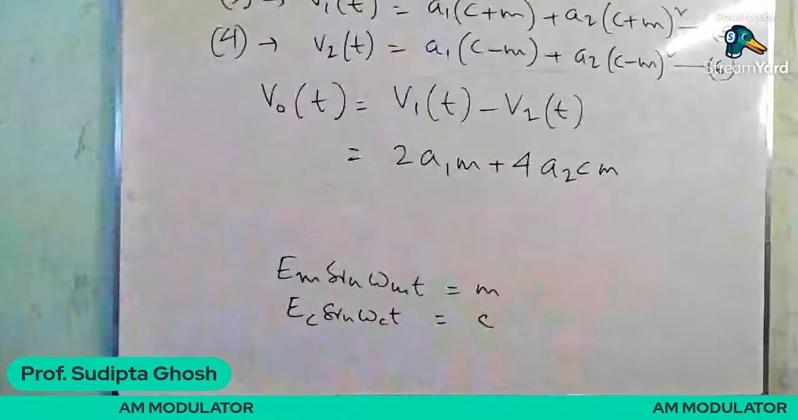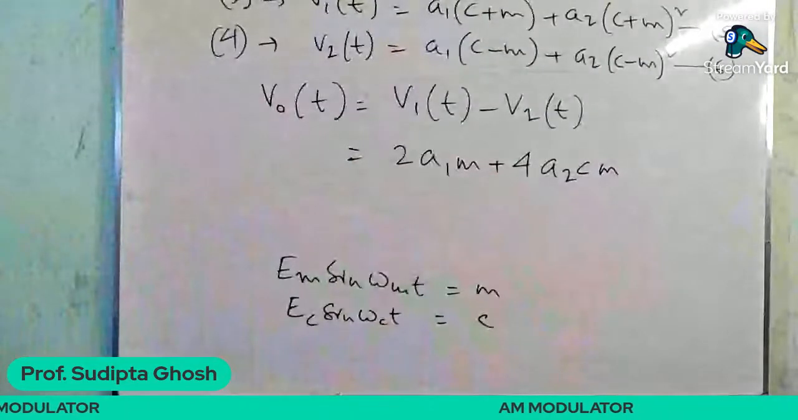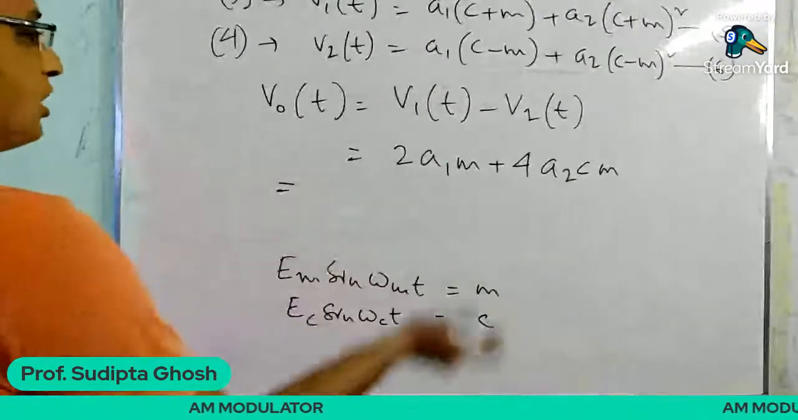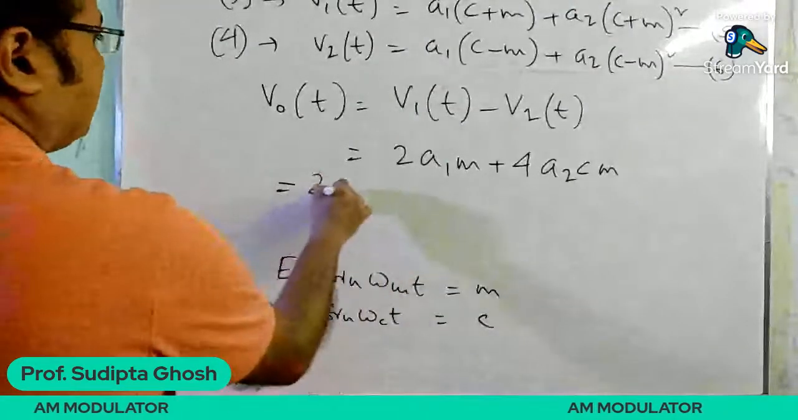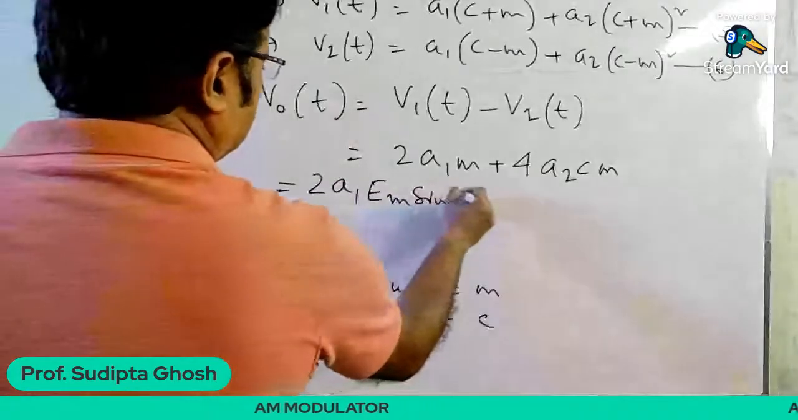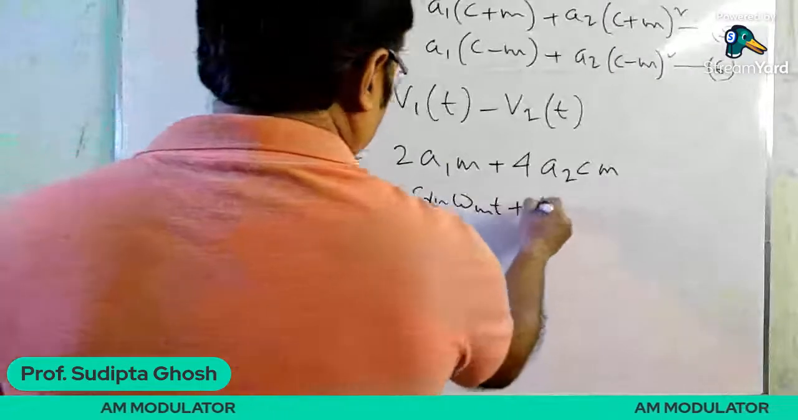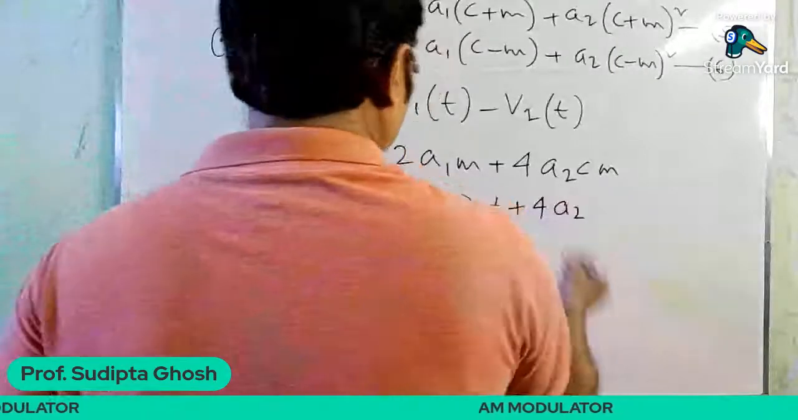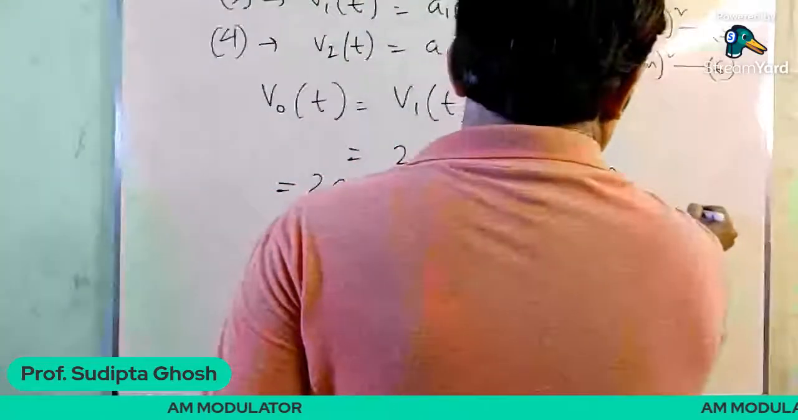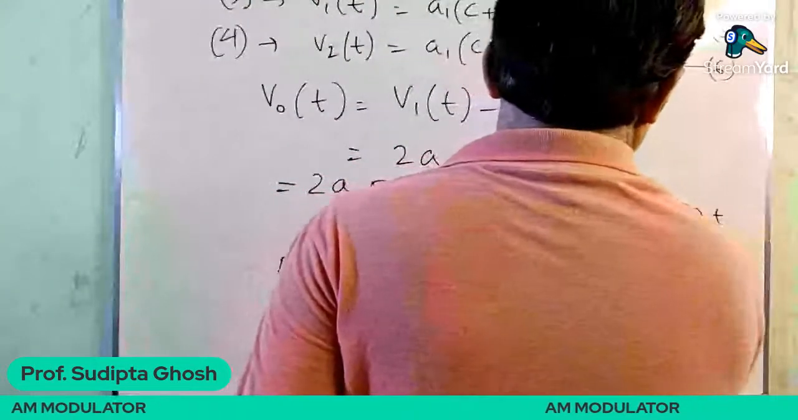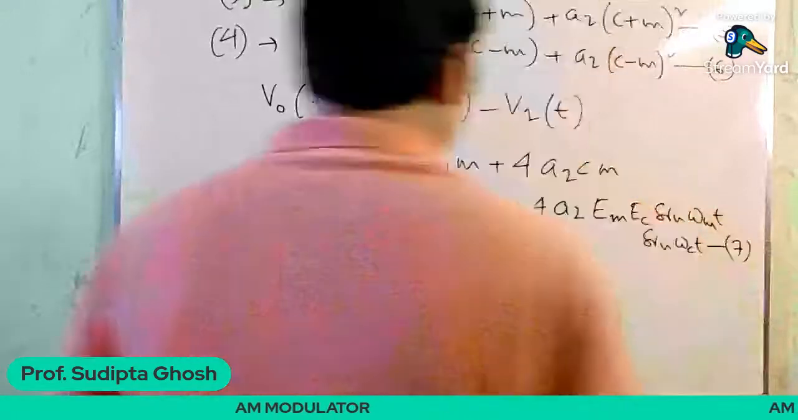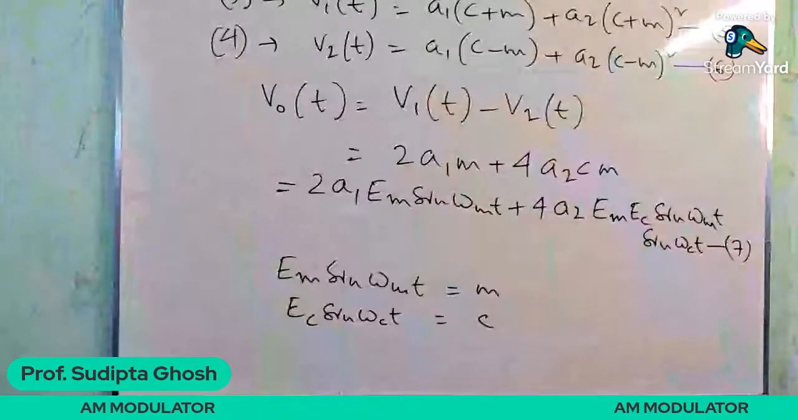You can write it as you wish. So this will be the output voltage. Now just put these values of M and C here, and you will find twice A1 into Em sine omega mt plus 4 times A2, and then M into C, that is Em Ec sine omega mt, then sine omega ct. Let it be equation 7.